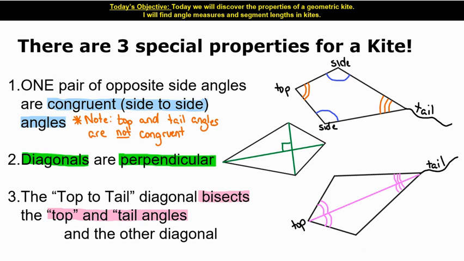Notice they're marked differently. The top is marked with two arc marks each, and the tail is marked with three arc marks each, because the total top angle is different from the total tail angle. But your top to tail diagonal doesn't just bisect those angles, it also bisects the other diagonal. So my side to side diagonal will also be cut in half.